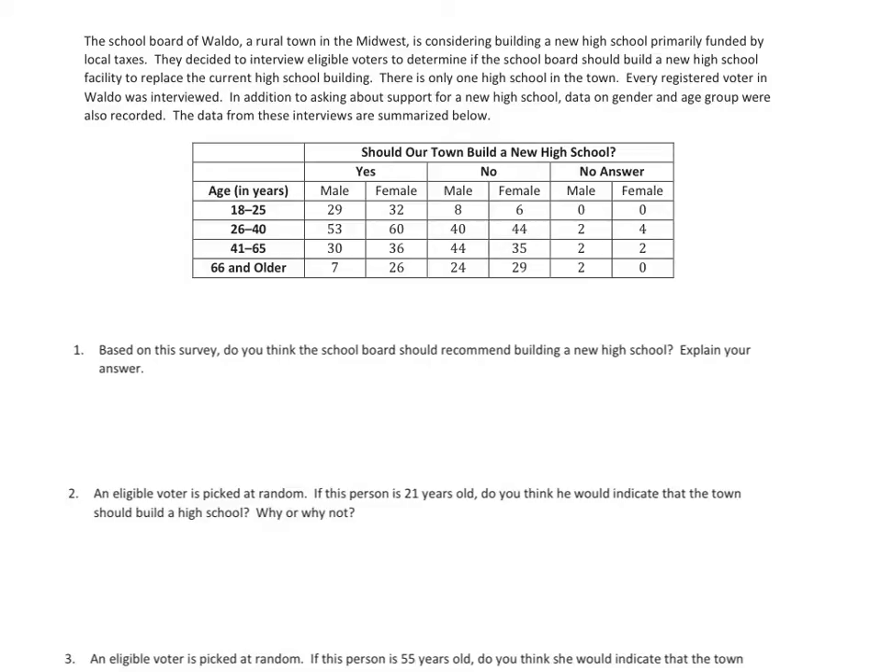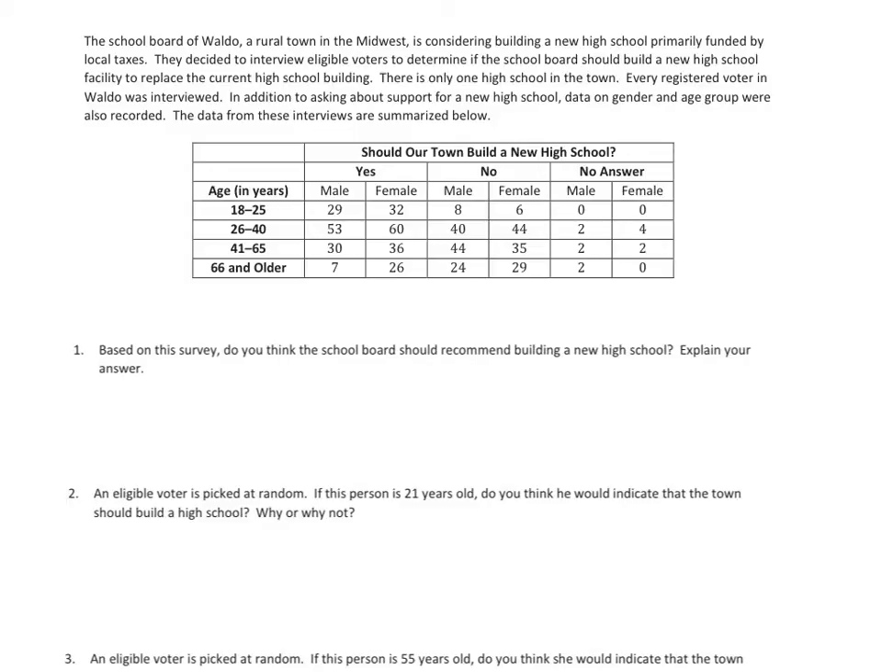Okay, so what do we have to get out? Basically, like we said, this table, this tool that we're using, is going to be organized into columns and rows here. Here we're describing the age in years. So this is just the age range from 18 to 25, 26 to 40, 41 to 65, 66 and older. The question is, should your town build a new high school? So the yes is broken up into male answers and female answers. The no as well into male and female answers. And then there's several people that just chose not to answer at all.